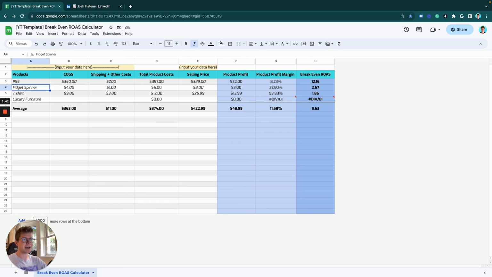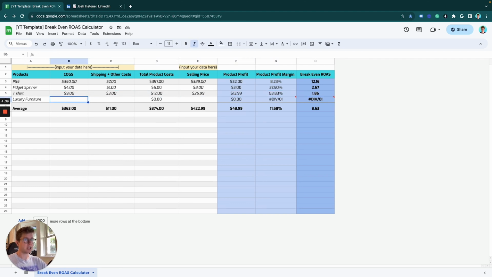So the next one is fidget spinner, cost of goods $4, additional cost $1, total product cost $5, retail price of $8. So this gives a profit of $3, but a 37.5% profit margin, which isn't too bad for it. So in order to break even with our advertising costs, we need to achieve a ROAS of 2.67. Okay, and then something with a bit better profit margins is something like a t-shirt. Cost of goods $9, additional cost $3, total product cost equals $12, selling price of $25.99 with a product profit of $13.99 and a 53% product profit margin, which means our break-even ROAS is a lot smaller and a lot more achievable at 1.86.